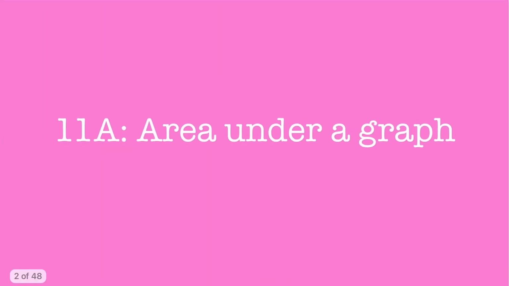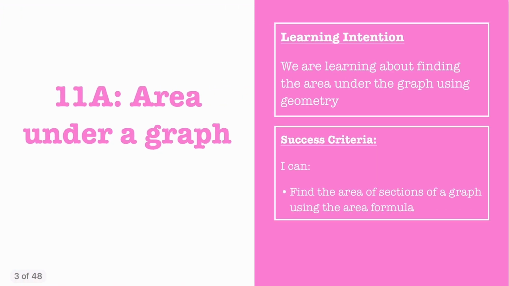So, chapter 11 is all about anti-differentiation. We're going to start with exercise 11a, which is working out the area under the graph, and then later on we're going to come back to the area under the graph using some differentiation techniques, which we'll also learn from exercises 11b to 11d. So just as an introduction today, we are going to be learning about finding the area of the graph by using geometry.